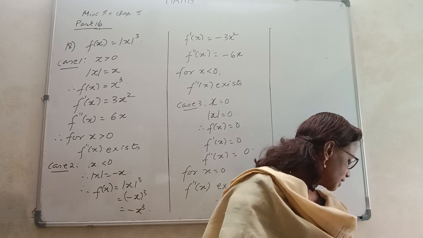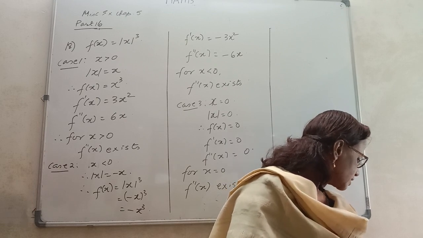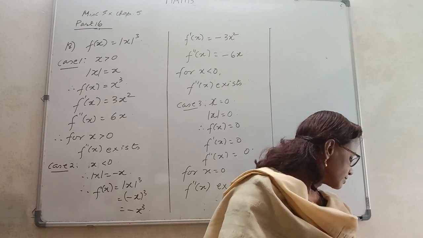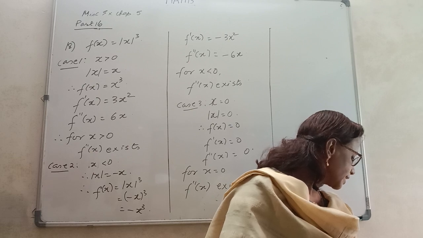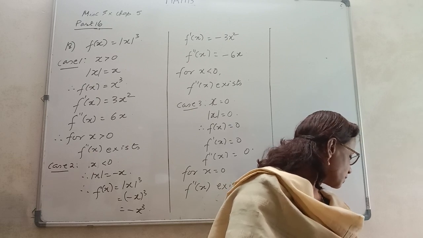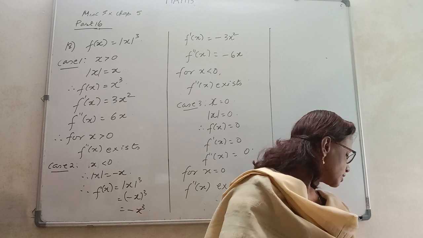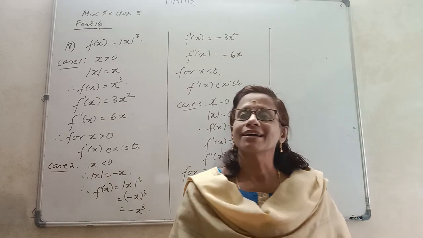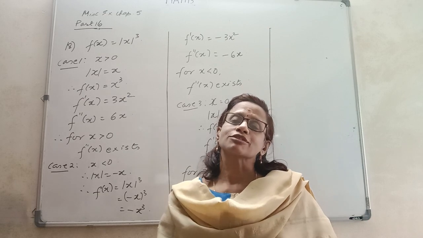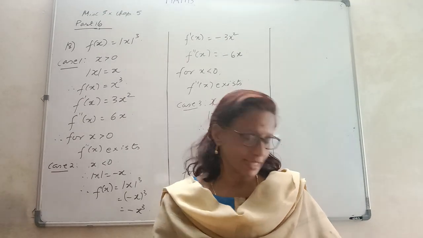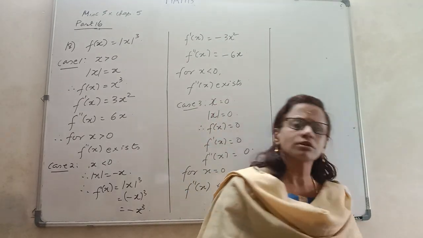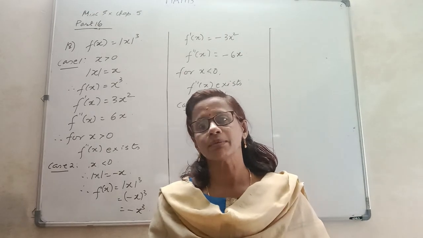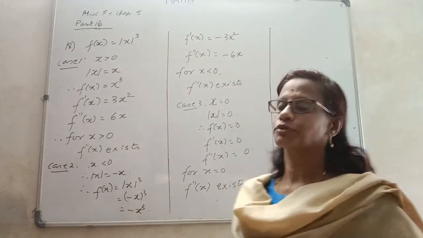We'll have to take up the next problem, and the next problem says that d by dx of x raised to n is n x raised to n minus 1. The derivative formula for polynomials, they ask us to show it by the principle of mathematical induction. That's the question, so let's do it. Let's see how to do it.